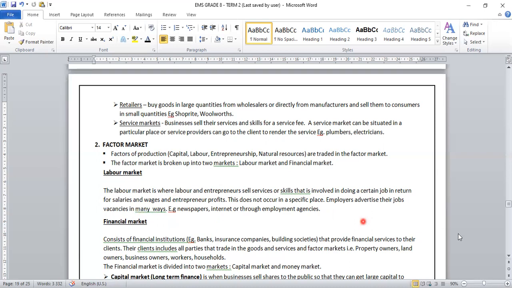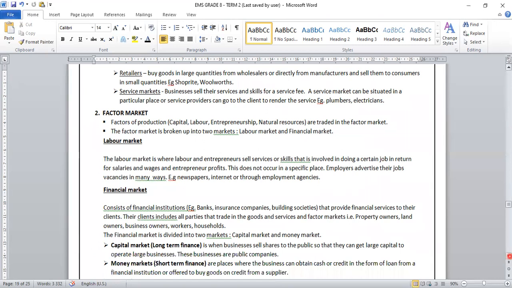Okay, let us move to our financial markets, which is our second market in the factor market. This consists of financial institutions such as banks, insurance companies, and building societies that provide financial services to their clients. So the financial market consists of financial institutions that provide financial services to their clients.